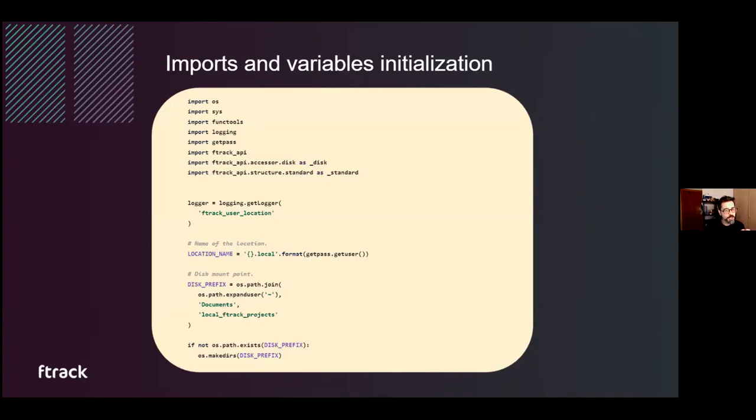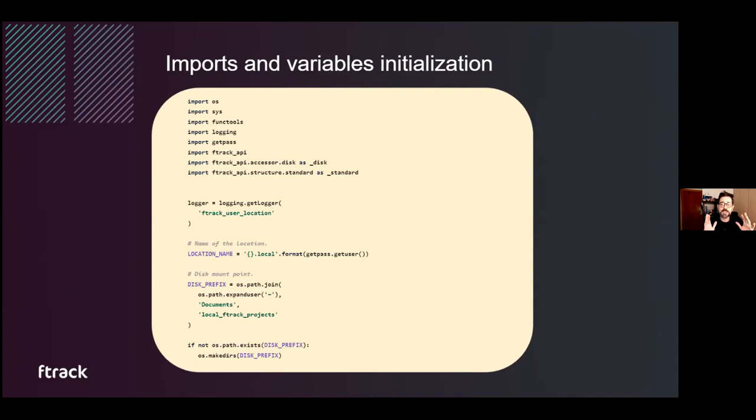What we're going to do here is use getpass.getuser to get the user that's logged in to the machine, and we're going to compose this variable with .local. So basically, we're going to have Lorenzo.local, and this is my new location name. I'll create this prefix. I'll simply guess that there has to be a documents folder, and in there I want to have a local ftrack project folder, which is unlikely to exist already. So of course, the first thing I will do is check if this folder exists. If it doesn't exist, I'll go in and create it.